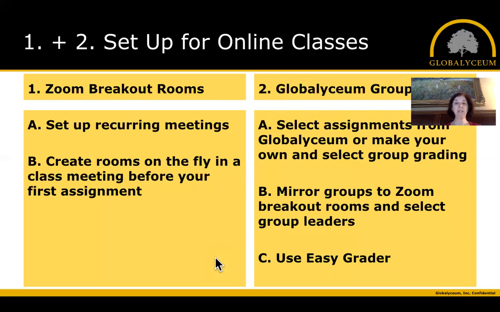Now, to just summarize here, it's a 1-2 setup. First, you go into Zoom breakout rooms, you set up the recurring meetings, and then you create the rooms sort of on the fly in a class meeting before your first assignment. Then in Globalyceum group grading, you go over, you select the assignment, you mark that you want to select group grading for that assignment. Then you go in and you drag and drop, and mirror the groups to your Zoom breakout rooms, and you select the group leaders. And then once the students submit, you use Easy Grader.